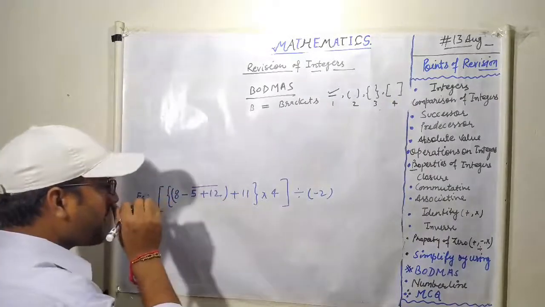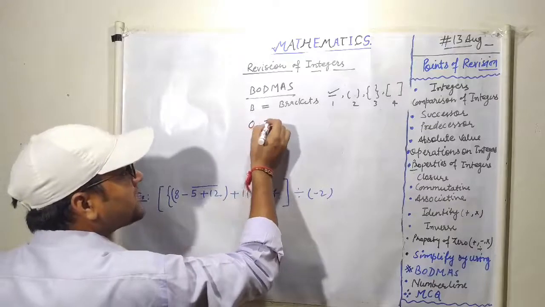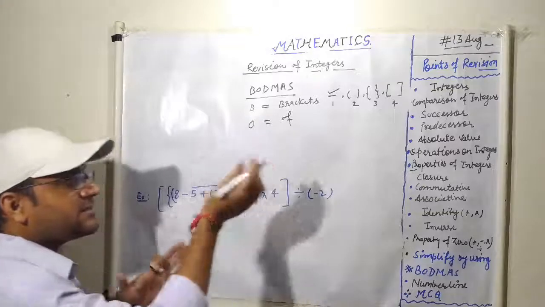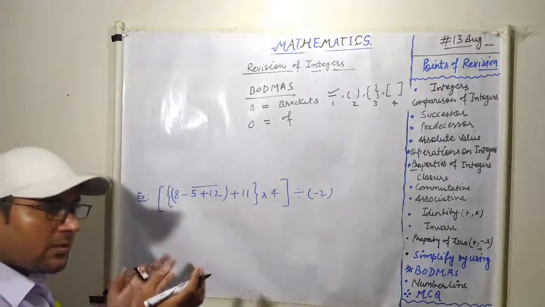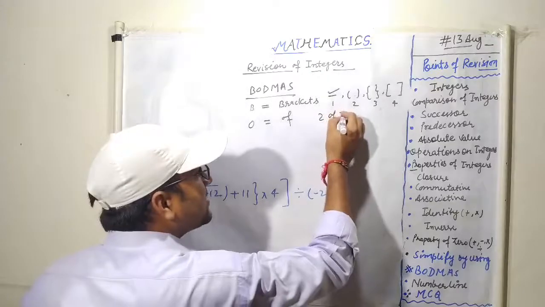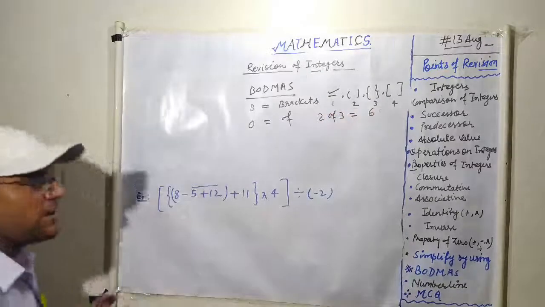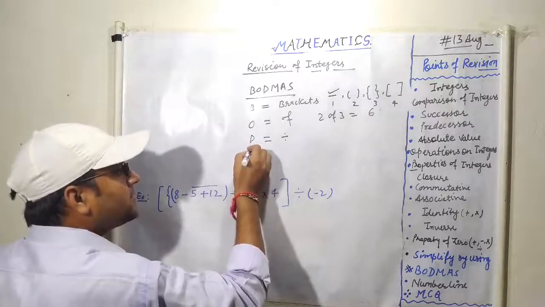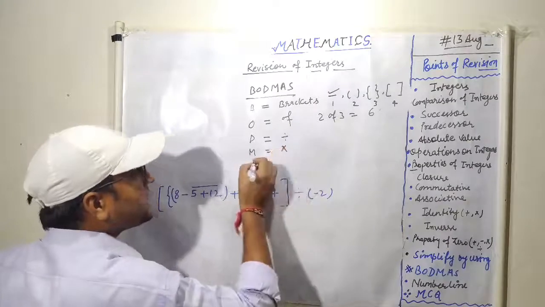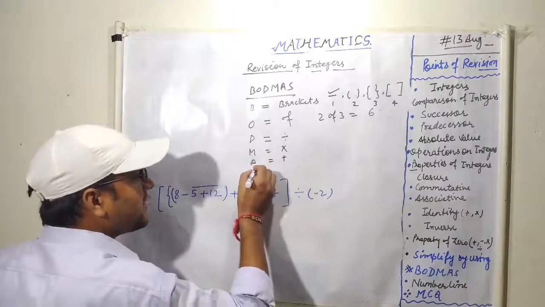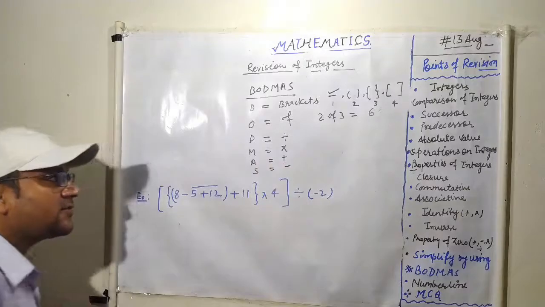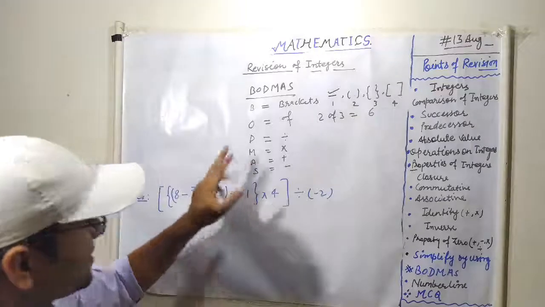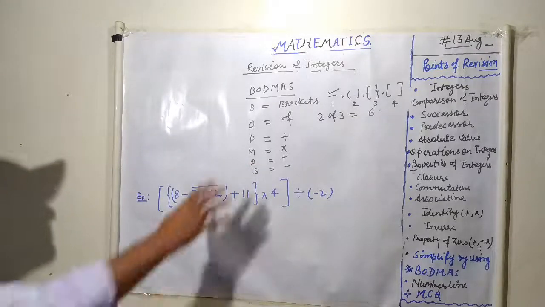Next one is O. O stands for of, which means multiplication, so you will multiply. If it is written 2 of 3, it means 2 threes are 6. D stands for division, M stands for multiplication, A stands for addition, and S stands for subtraction. It means first you solve brackets, then of, then division, then multiplication, then addition, and in the last you do subtraction. Okay students, this is BODMAS.